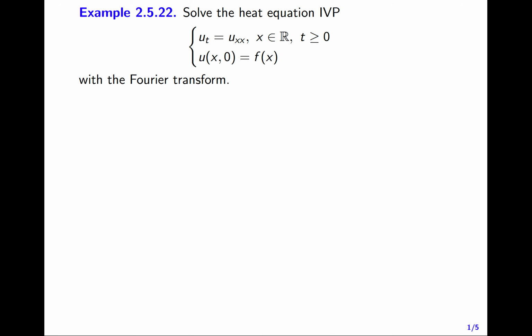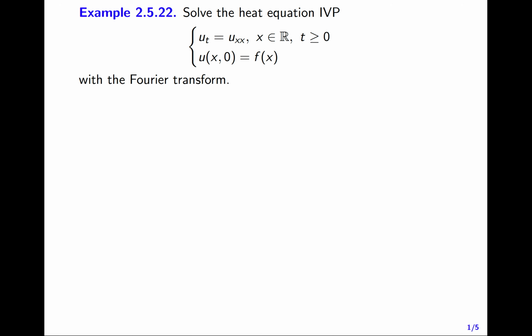Hello, and welcome to our discussion of solving the heat equation with the Fourier transform. Specifically, we're going to work with the heat equation initial value problem, u_t equals u_xx for x in the reals, time t greater than or equal to 0, and the initial temperature distribution u(x,0) equals f(x).